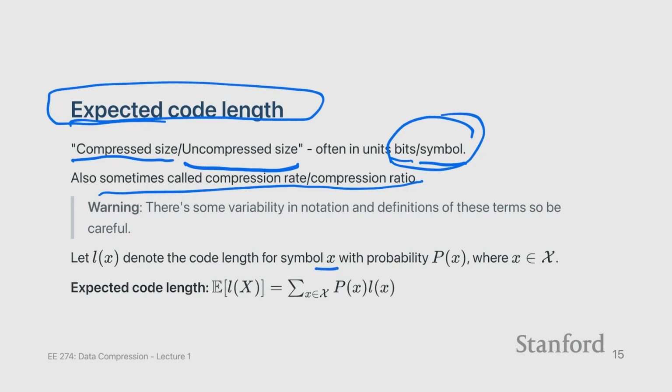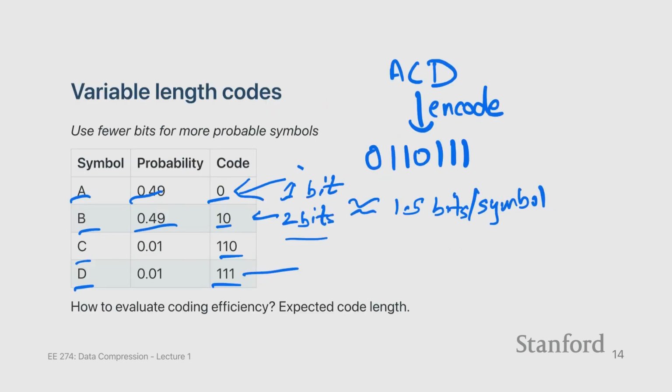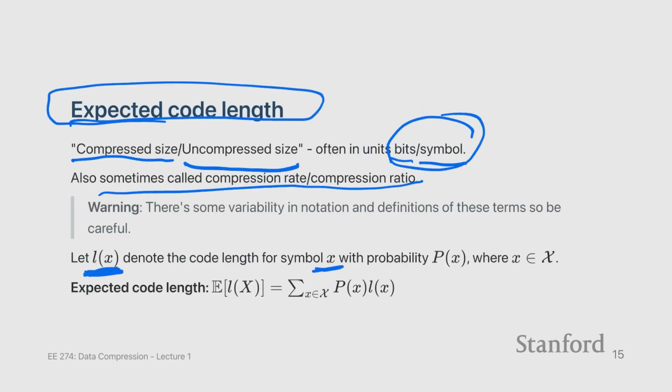So let's say you have a symbol X with code length LX. In the previous slide, for example, A had a code length of 1, B had a code length of 2, and so on. And with probability Px, the expected length of a single symbol is this.